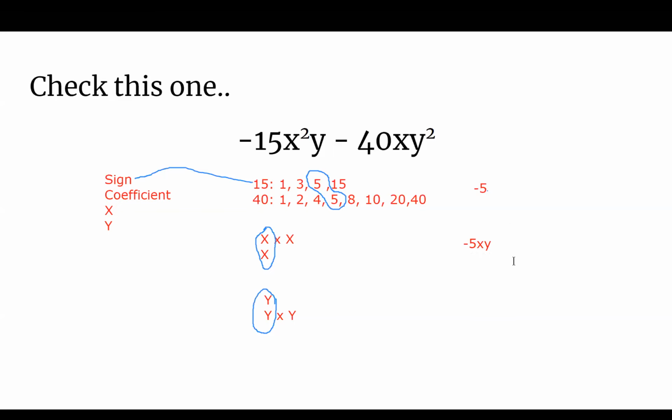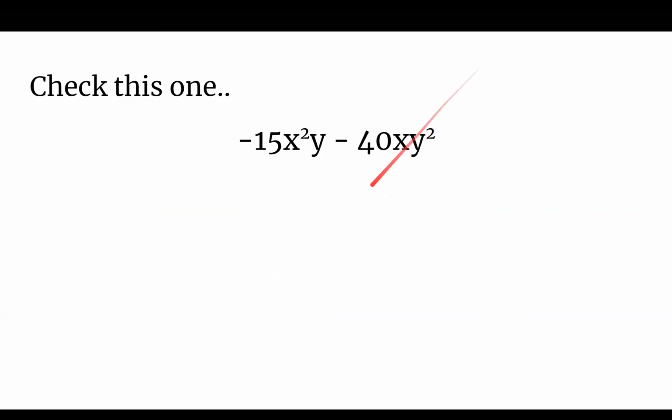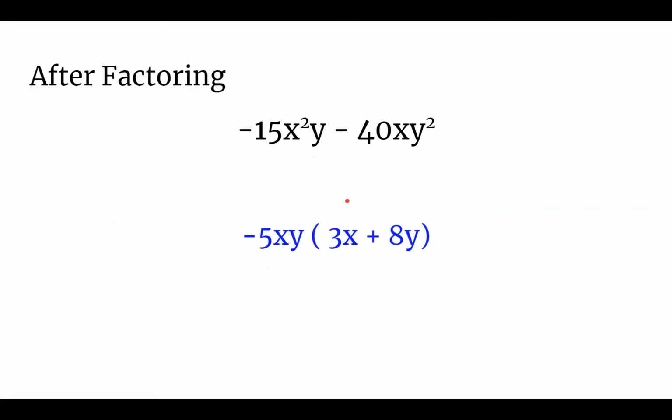Let's see the impact of this common factor on the two terms when I divide both of them by negative 5 times x times y. Can you guess the answer? Take a look. I divided my negative 15 by negative 5. I got a 3 remaining. I divided my x squared by another x. I got x remaining. But when I divided my y with the other y, there was no y left in the first term.